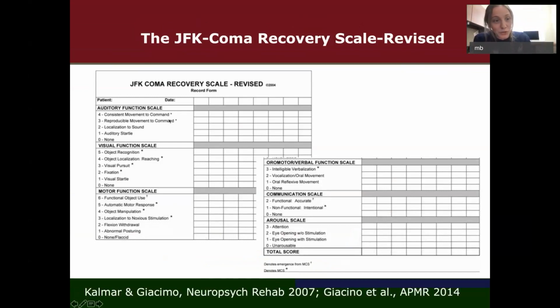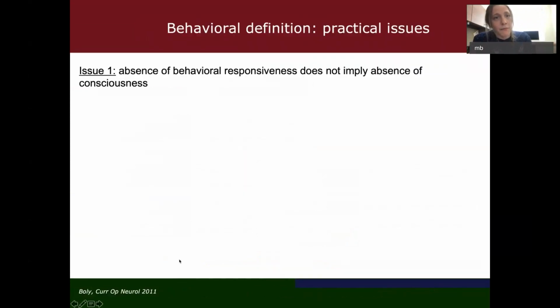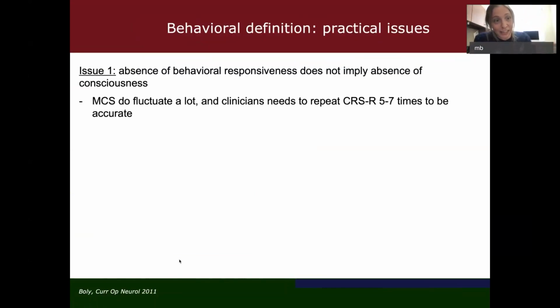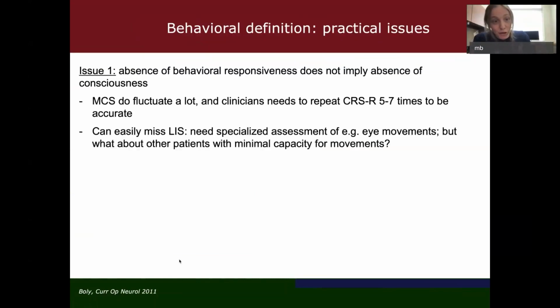But if patients show these simpler behaviors, sometimes they're more difficult to interpret. And then if you don't have any behavioral responsiveness, that doesn't mean the patient is unconscious. And the MCS patients, as you know, fluctuate a lot. You need at least 5 to 7 times the Coma Recovery Scale. You can easily miss them. Now we're doing a better job.